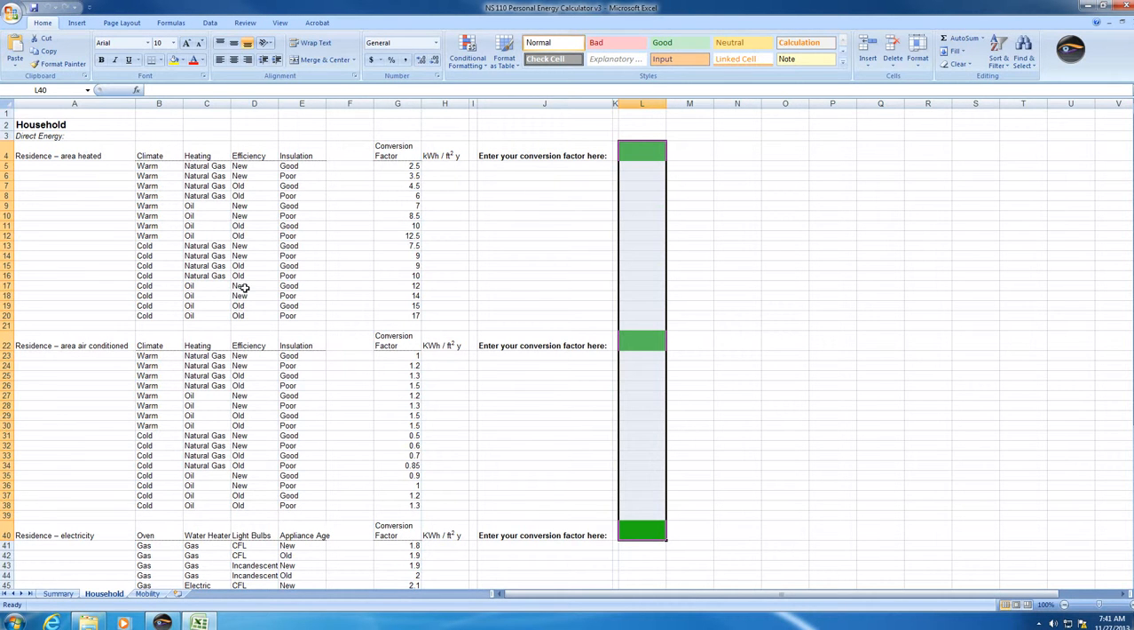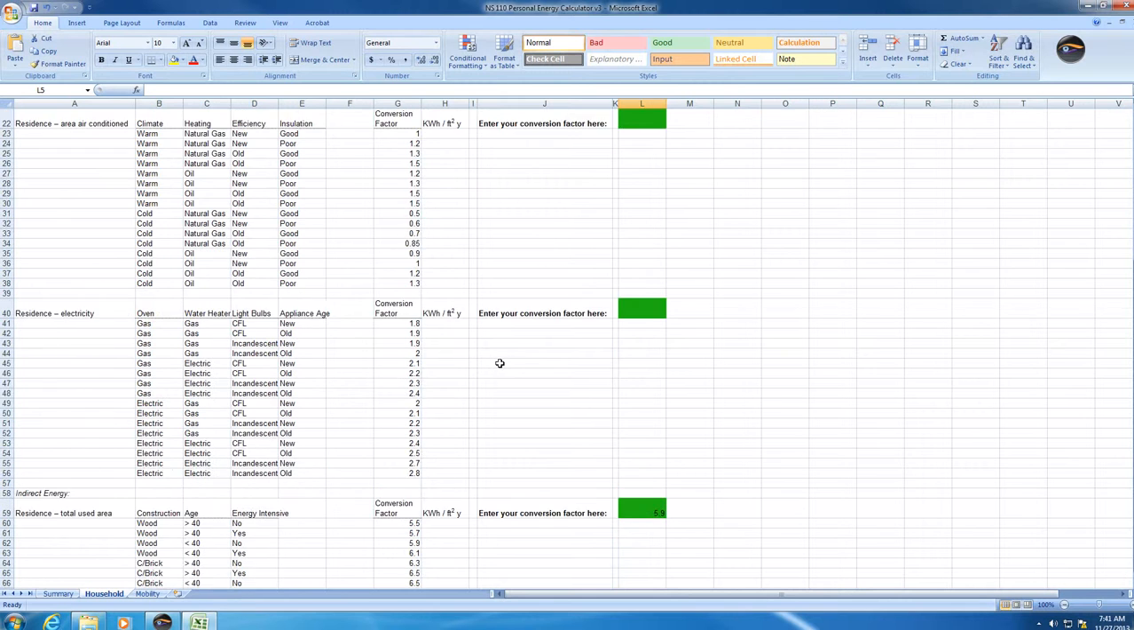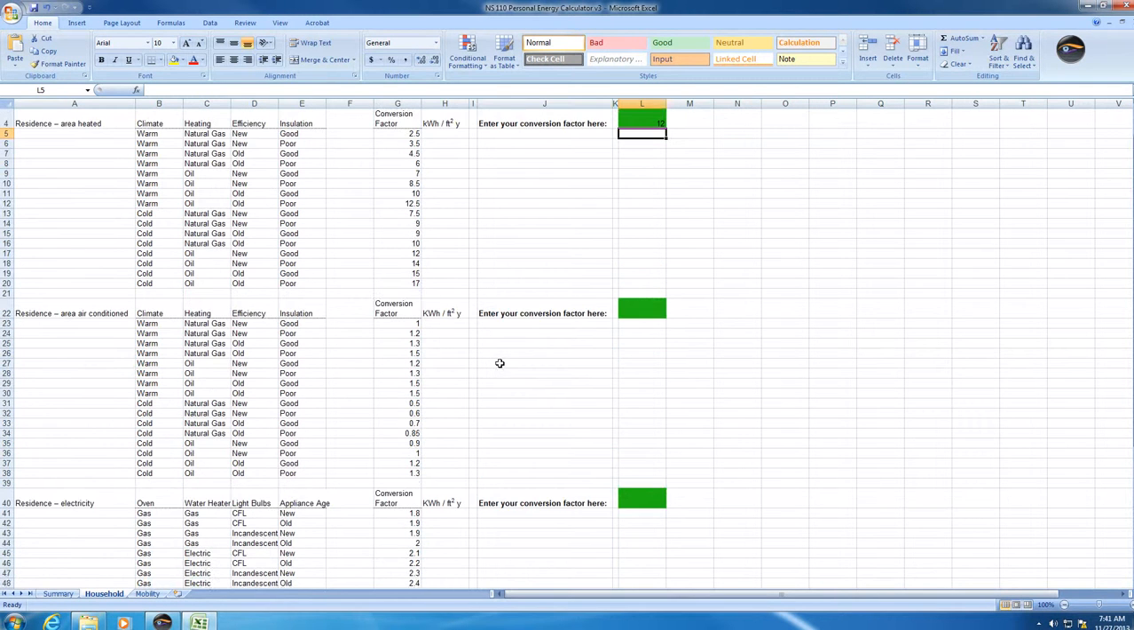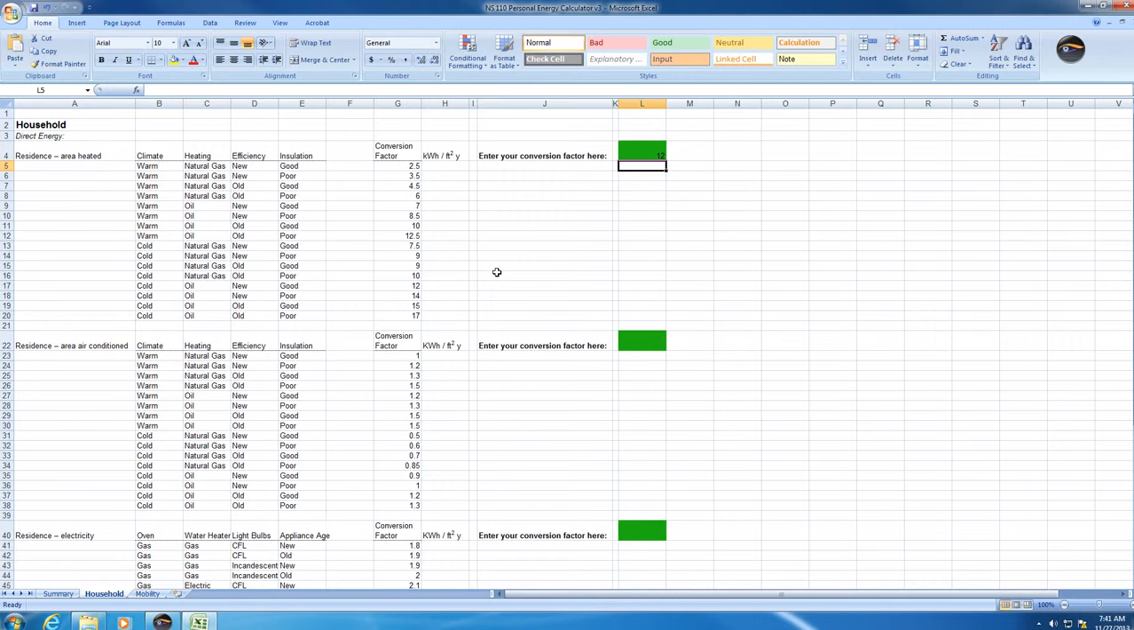that the oil burner is new, that is, the efficiency is very high, and the insulation in the house is good. For that row, the conversion factor is 12, and you'll enter that in the green box. Now, you should determine the conversion factor for your house, and you can follow the rules for the remaining sections of this page of this workbook now.